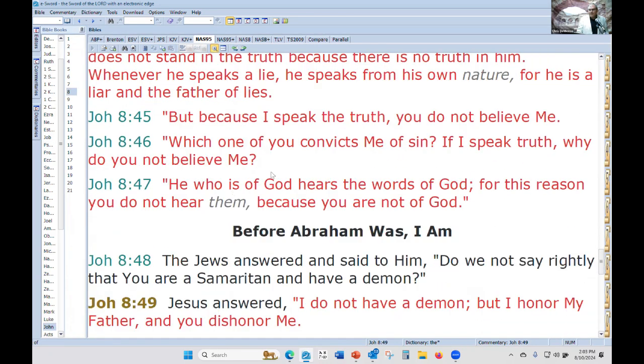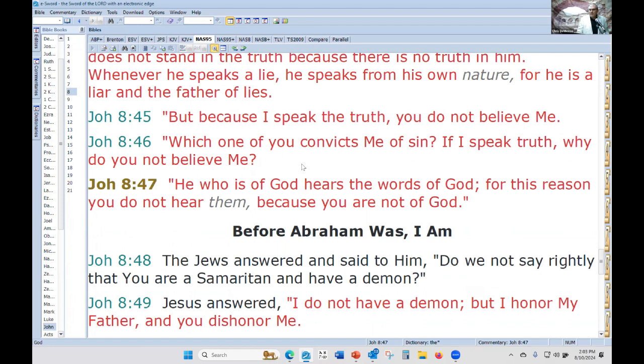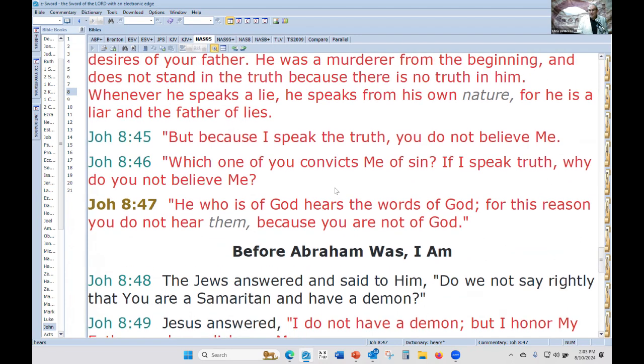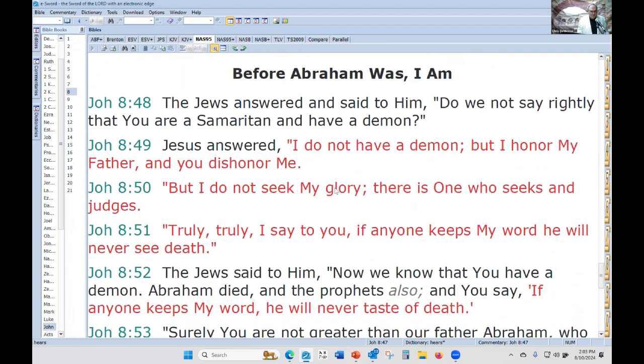But he says, which one of you, if I speak truth, you who hears is of God, who hears the words of God, for this reason you don't hear them because you're not of God. Saying you're not honoring him because you're not of Yahweh. You're not honoring Yeshua. You messed up. So anybody want to talk about that one before we go on?